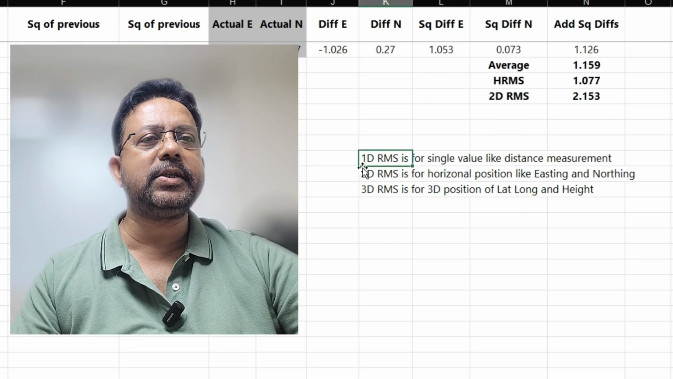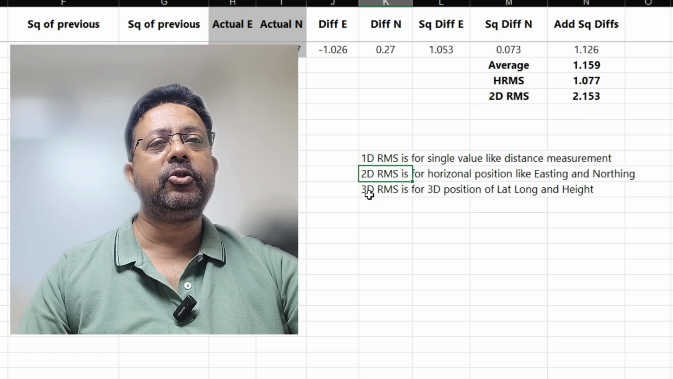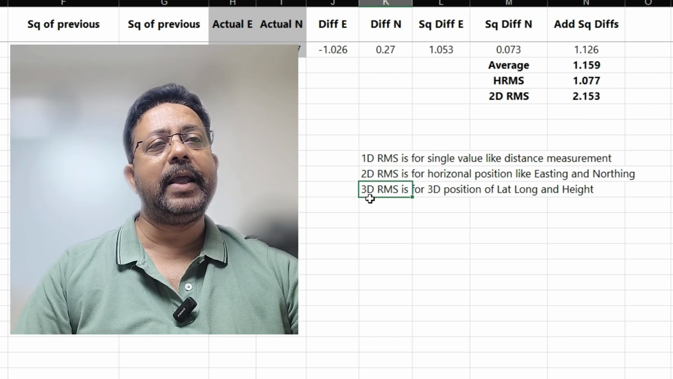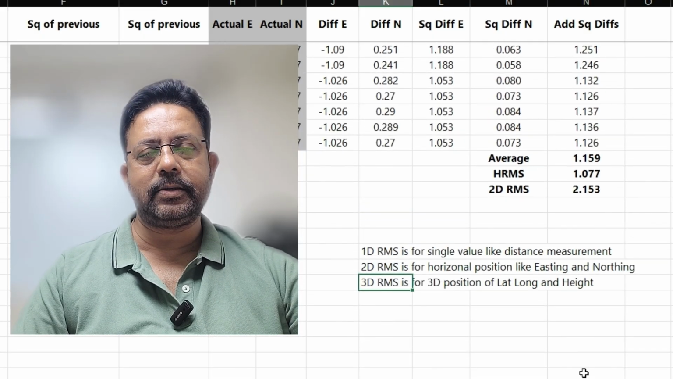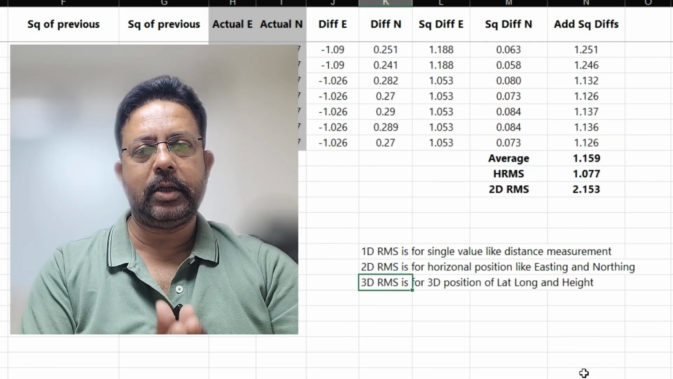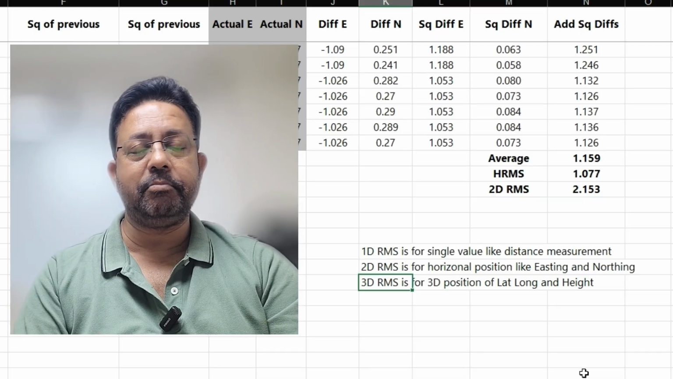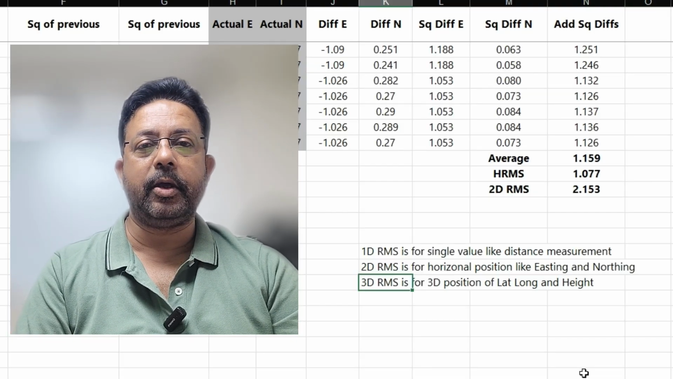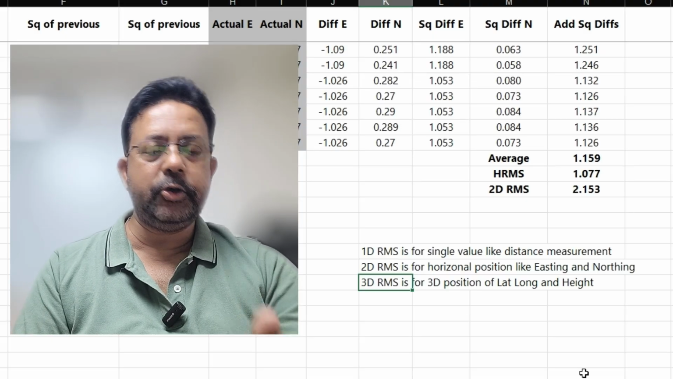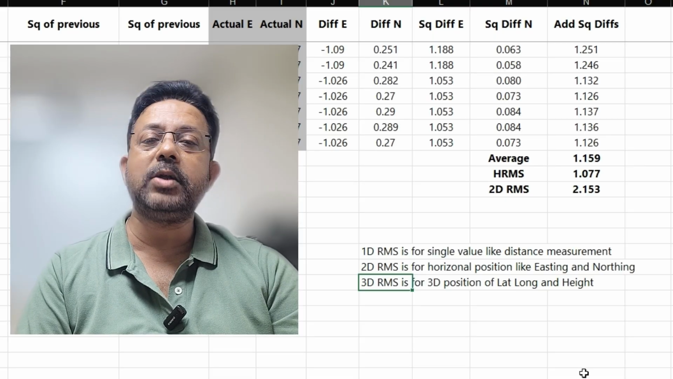1D RMS is for a single value like distance measurement, 2D RMS is for horizontal positions like easting and northing, and 3D RMS is for 3D position like lat, long and height. Okay, so I hope this small video has given you some idea about the RMS and the standard deviation that a lot of people talk about, and I bet most of them do not even know what they are talking about.